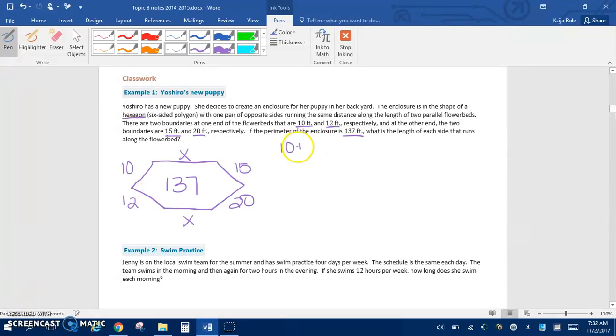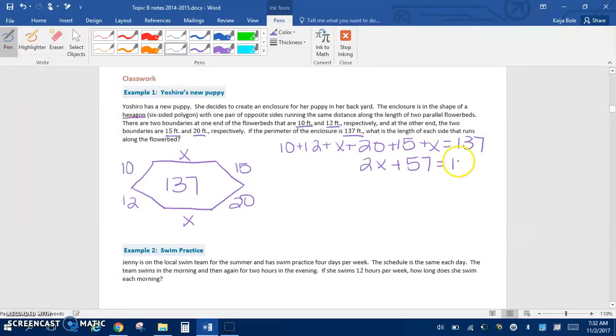So we have 10 plus 12 plus X plus 20 plus 15 plus another X, and we all know that this all equals 137. So now we can combine some like terms. So first I know I'll have two x's here. And now I need to add all the other numbers. So I have 10 plus 12 gives me 22. Plus another 20 gives me 42. Plus another 15 gives me plus 57.